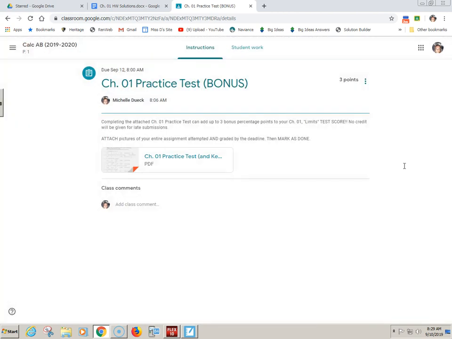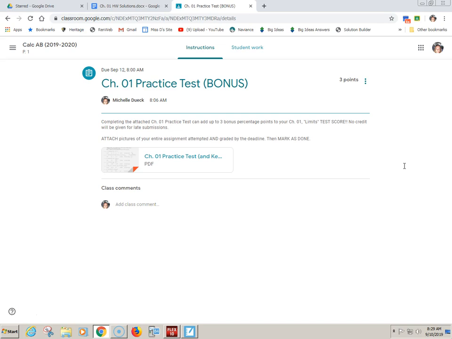So anyway, there's this whole thing, but what are the directions? There we go. Completing the attached chapter 1 practice test can add up to 3 bonus percent. Every test is out of 100, so you can get 103, or you can go from a 67 to a 70, or a 58 to a 61, or just kidding, you won't be getting that. No, you won't. An 87 to a 90. If you've done the practice test. Now, warning, no credit will be given for late. Because what's the purpose of this practice test? To help you practice before the test, yeah?